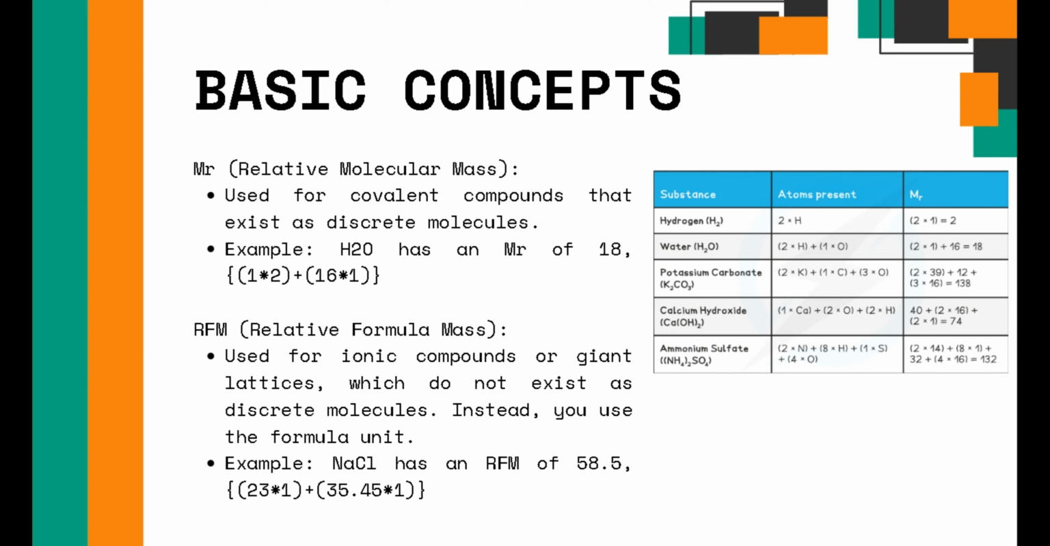For ammonium sulfate, NH4 twice, and SO4, that means we have 2 nitrogen atoms, 8 hydrogen atoms, 1 sulfur atom, 4 oxygen atoms. Mass of nitrogen is 14. 14 times 2 is 28. Mass of hydrogen is 1, and we have 8 atoms, so mass is 8. Mass of sulfur is 32. We have only 1 atom, so that will remain as 32. Mass of oxygen is 16. 16 times 4 gives us 64. 28 plus 8 plus 32 plus 64 gives us 132. So Mr of ammonium sulfate is 132.